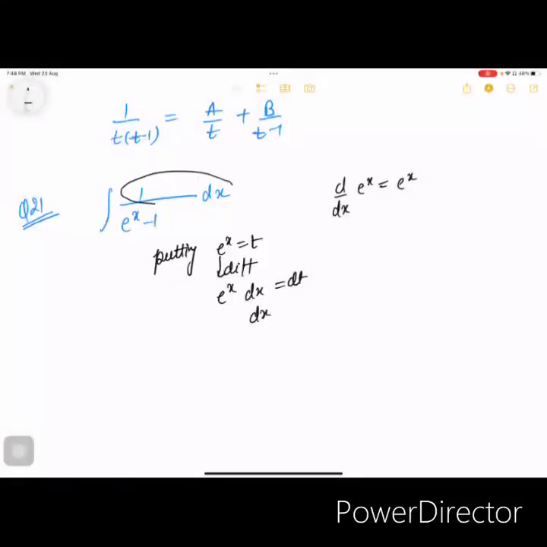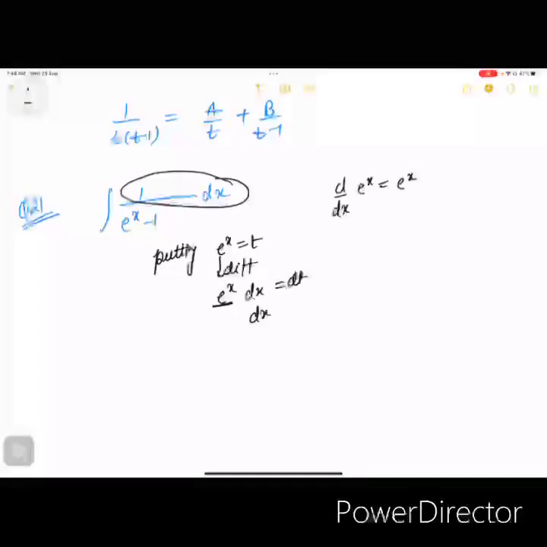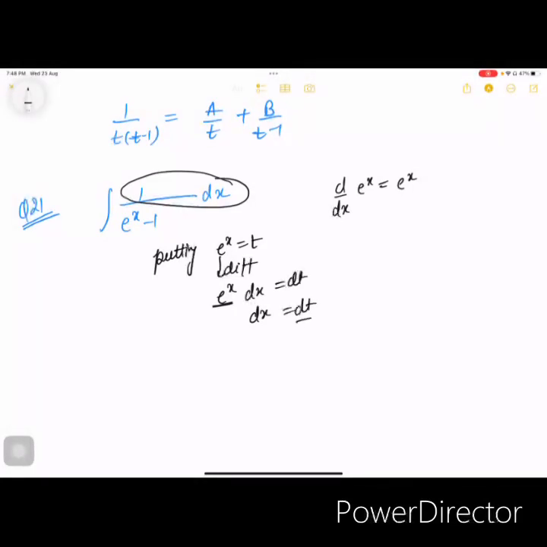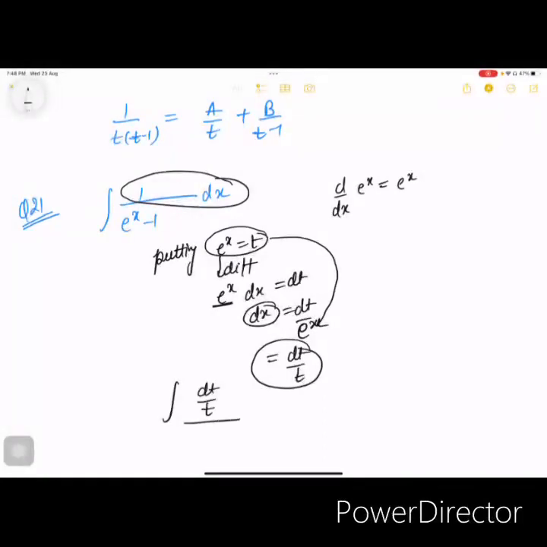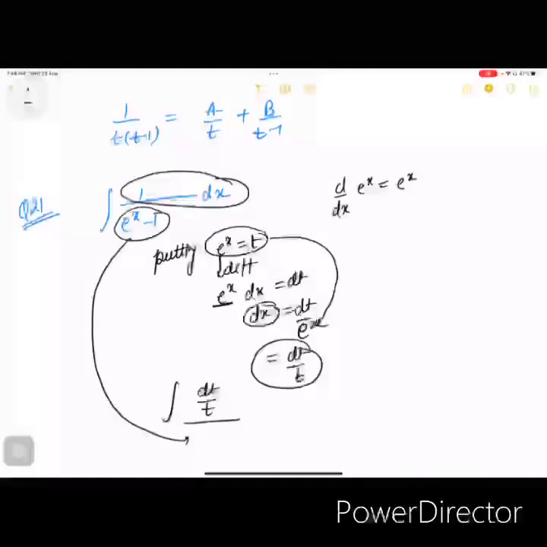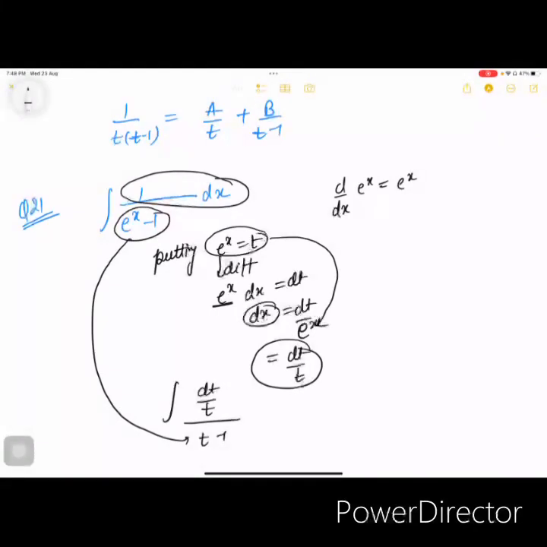But in numerator we have only dx, there is no e raised to power x. So shifting it to the right hand side. And e raised to power x is equals to t, putting that value. Please check it again. Now the question will become value of dx is dt upon t, putting that value. And denominator is now t minus 1. So overall our question is 1 upon t minus 1.